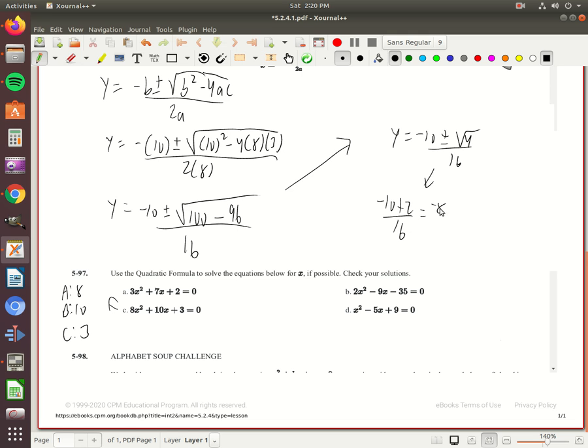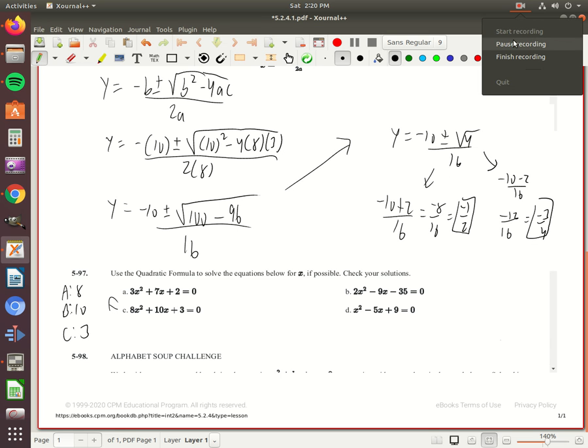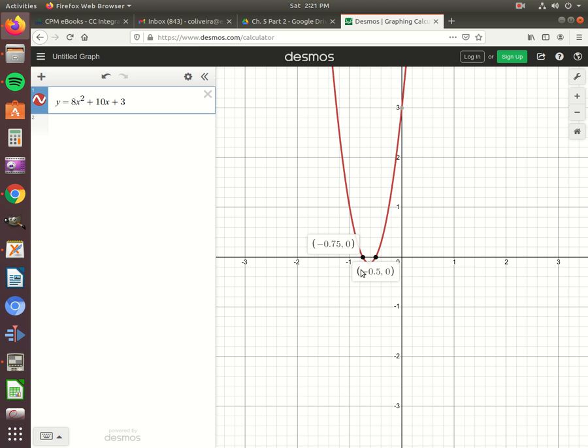So I get negative 8 over 16 is negative 1/2. And over here, I'm going to get negative 10 minus 2 over 16. I'll get negative 12 over 16, which is negative 3/4. And again, I'll go over to Desmos and make sure I get negative 1/2 and negative 3/4. Alrighty, so there we go. We do have the correct one.